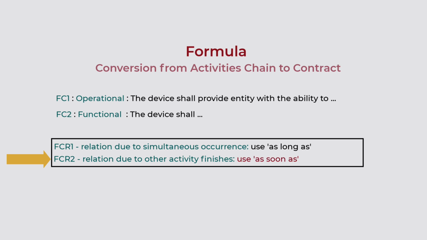For the current level of complexity, this formula is sufficient for deriving a contract from the activity chain. As the complexity increases in the future, additional formulas will be introduced to address the transition from activity chains to contracts more comprehensively. Let's do a practical example and apply the formula to derive the contract from the activities chain.